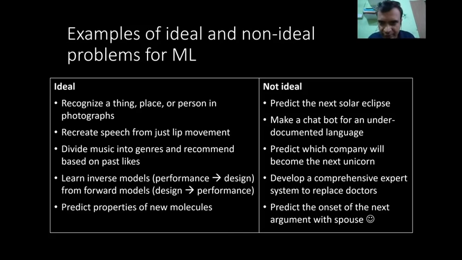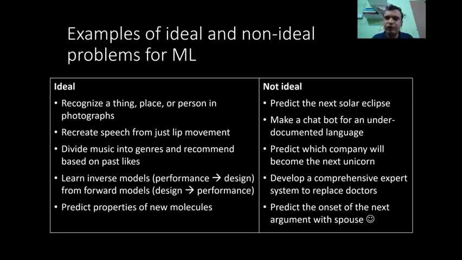What is not ideal for machine learning, some examples, is predicting the next solar eclipse. Why? Because it's a very simple model, right? It's just based on Newtonian physics. You can get very good answers to predicting a solar eclipse by just using Newtonian physics. You don't need machine learning for that.